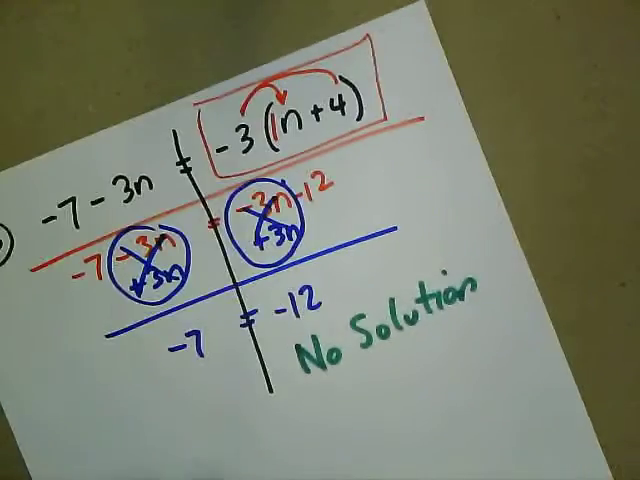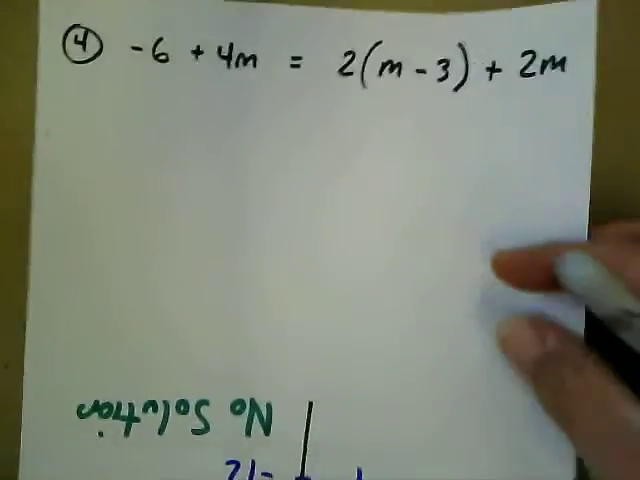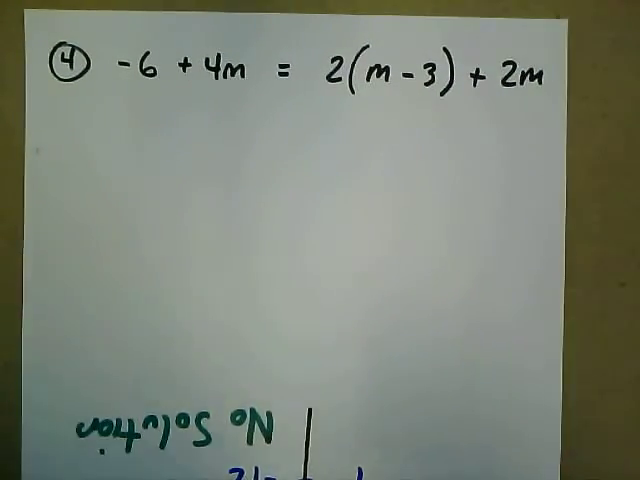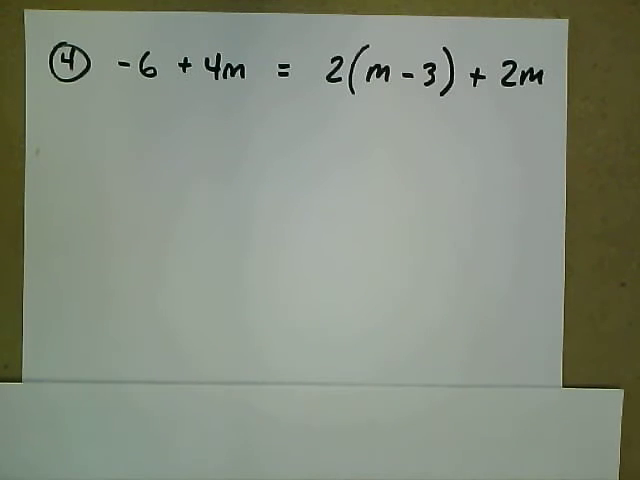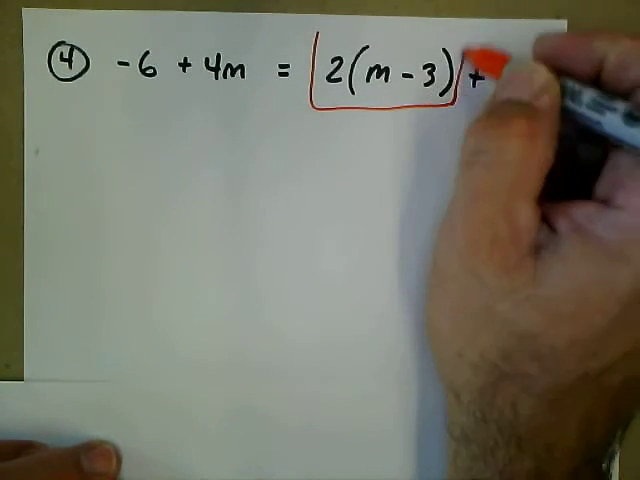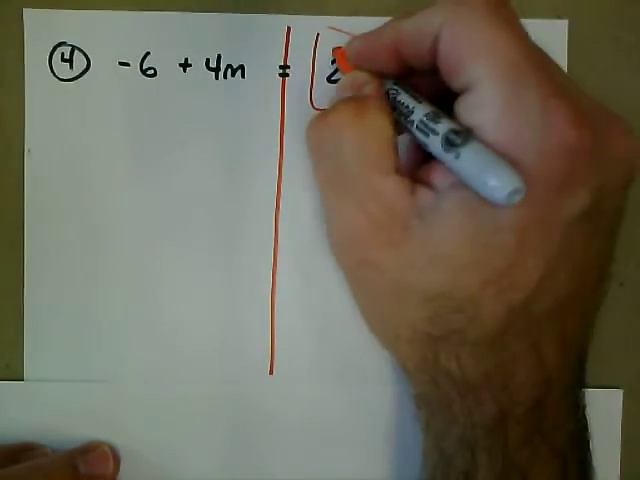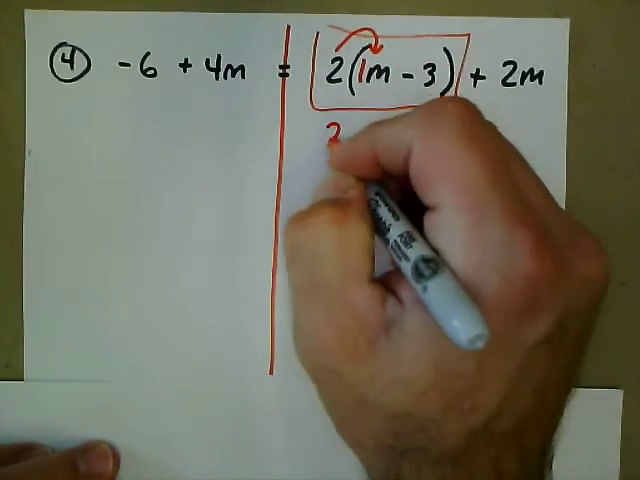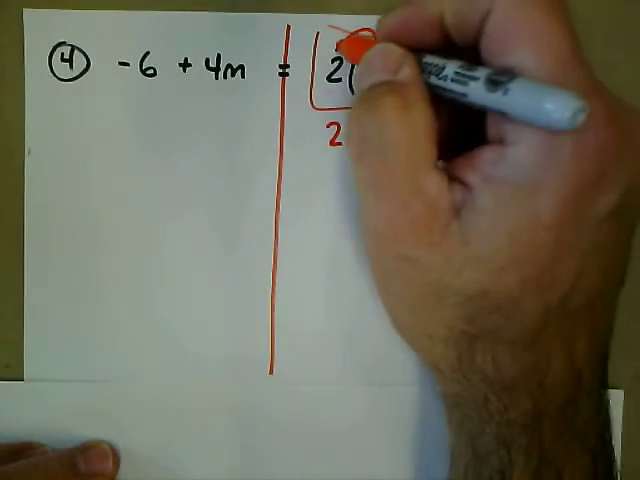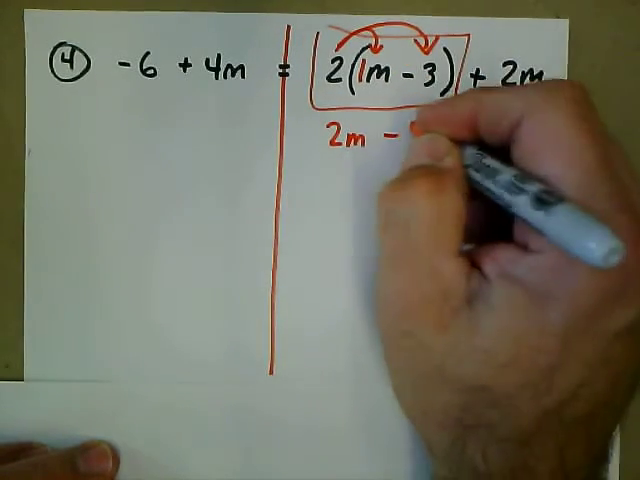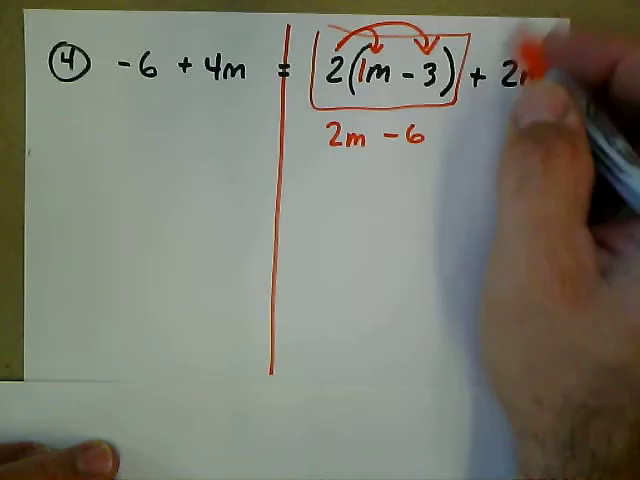Because guess what? On the next one, the variables are going to drop. But it's going to be a little different. Let's look for our distribute part right here. We're going to do 2 times 1, which is 2m. 2 times -3, which is -6. And bring everything else down.